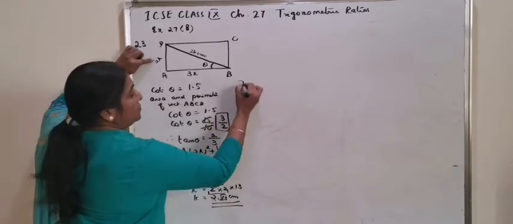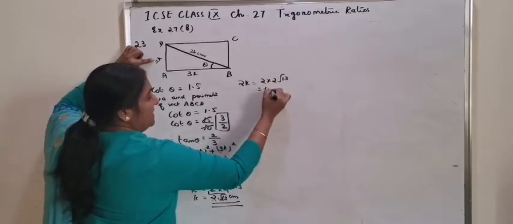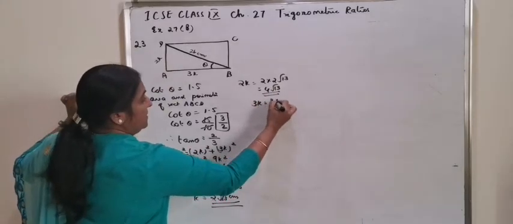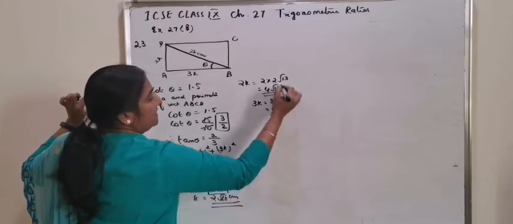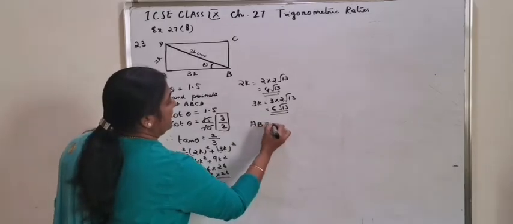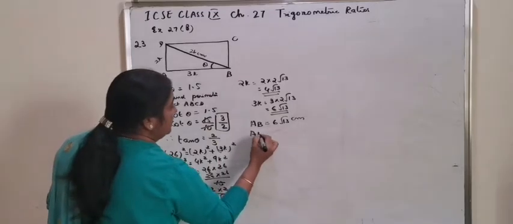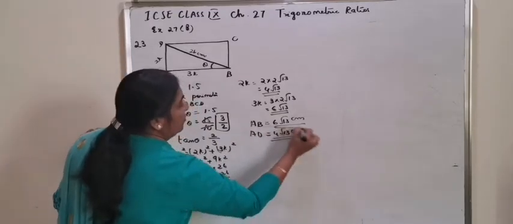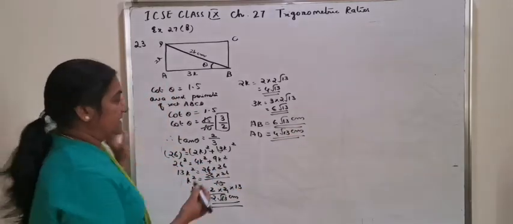Let's find out what is 2k. 2k is 2 into 2 root 13, which is the same as 4 root 13, and 3k is the same as 3 into 2 root 13, which is equal to 6 root 13. The sides measure: AB length is 6 root 13 centimeter. Then AD measure is equal to 4 root 13 centimeter. Now we have to find out the area as well as the perimeter of the rectangle.